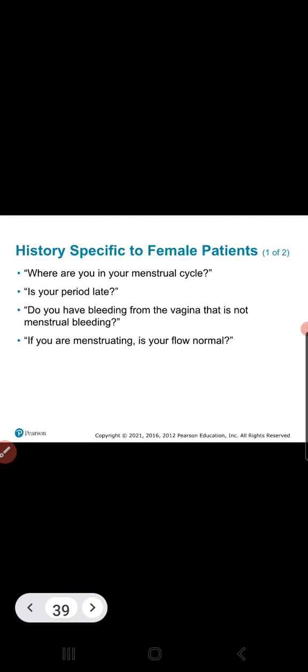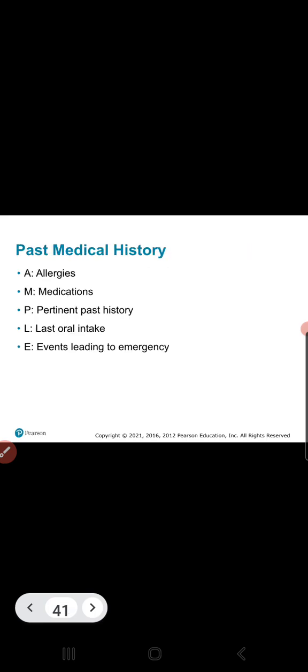All right, history specific to female patients. Where are you in your menstrual cycle? Is your period late? Do you have bleeding from the vagina that is not menstrual bleeding? If you are menstruating, is your flow normal? Also, have you had this pain before? If so, when did it happen and what was it like? Is it possible you are pregnant? And are you using birth control? So those are all important things to ask female patients, specifically of baby-rearing years. To go ask an 80-year-old some of them questions is going to make you look like an idiot.